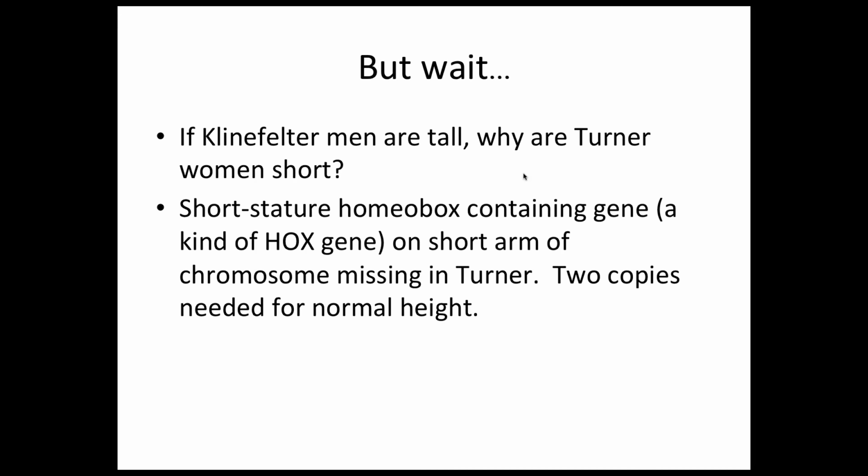So Hox genes are something you definitely need to understand for Step 1, or at least know about. On the short arm of the missing X chromosome in Turner, apparently it's one of those things that you need 2 copies of in order to get normal height. They call it the SHOX gene, short Hox gene. Presumably if you had this gene, then they would also be tall, but because you lack it, they're short. I thought that was interesting.